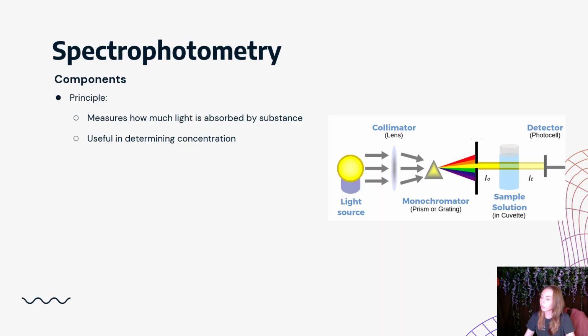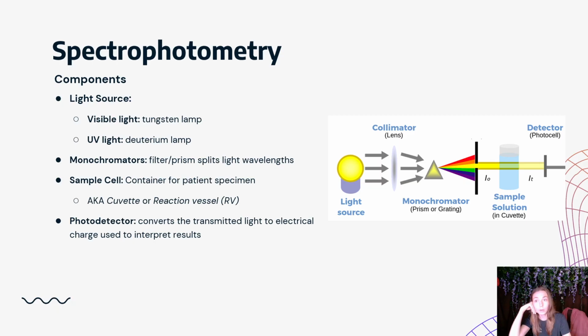Let's talk about what spectrophotometry is. Sorry. So, let's talk about spectrophotometry. What is spectrophotometry? Well, like I said a minute ago, it's an optical principle. It's an optical technique. Optical techniques use light to determine concentration. In this case, spectrophotometry checks to see how much light is absorbed by a substance, and it uses that absorption to determine the concentration. The components of a spectrophotometer include a light source, right?